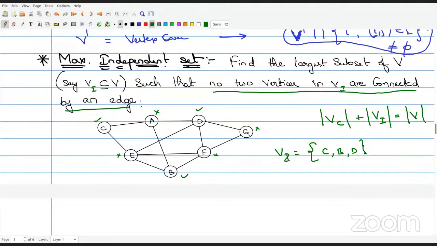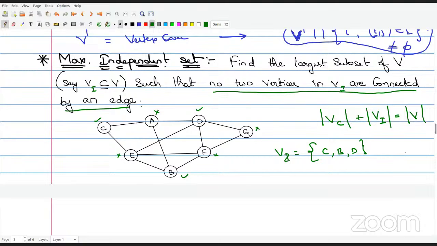So how do we check that? What is the best way to check? We have to start with vertices which have a lower number of edges or connections. Okay, you can do that, but that is also not very effective. The most effective thing is to try to find the minimum vertex cover and take the complement of it.